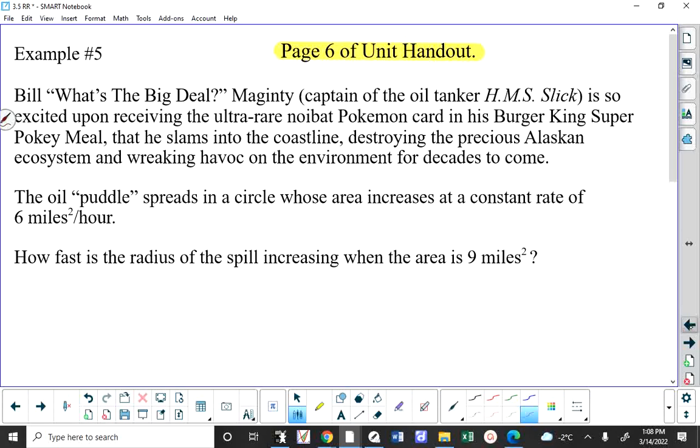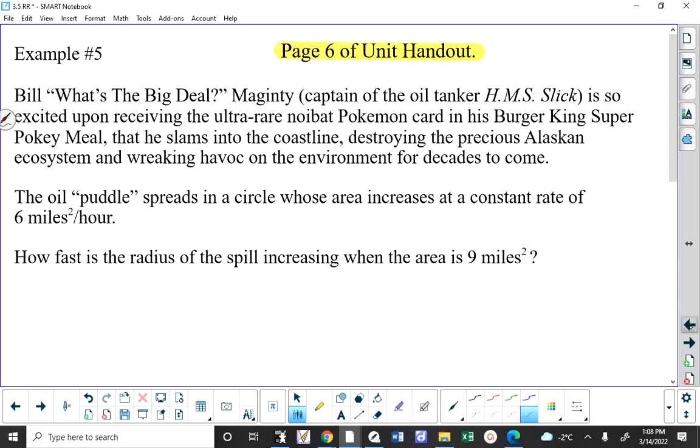And that's when you have oil on water. As long as the oil is coming out of the tanker at a regular volume per hour, it will spread out to a uniform thickness, and the area will increase at a constant rate per hour. Doesn't really matter how big the circular puddle or pool is, it will have a certain thickness. That has to do with the viscosity of the oil. So how fast is the radius of the spill increasing when the area is 9 miles?